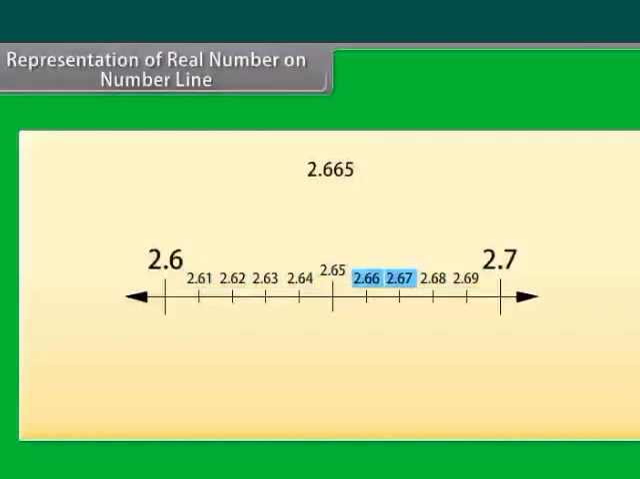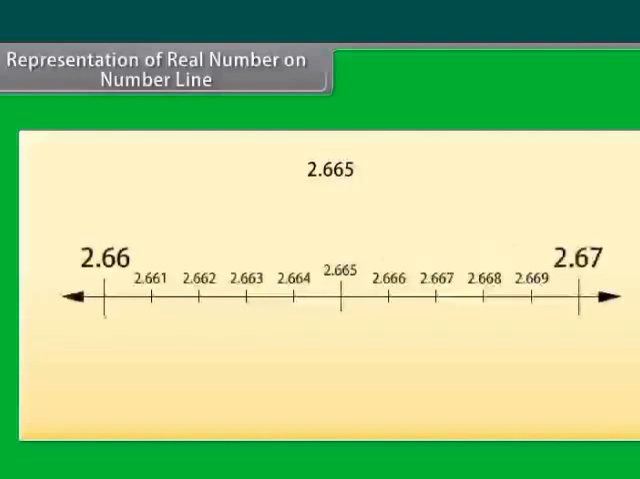Again, 2.665 lies between 2.66 and 2.67. Let us focus on this portion of the line and imagine dividing the portion into 10 equal parts. The first part represents 2.661. The second part represents 2.662 and so on. 2.665 is the fifth mark in these subdivisions. This process of visualization of the representation of numbers on the number line is called the process of successive magnification.